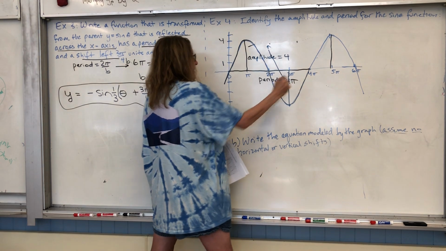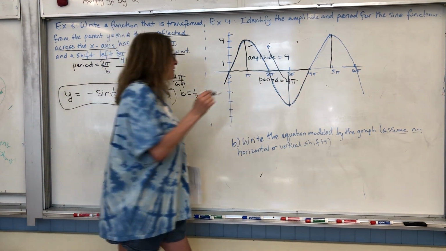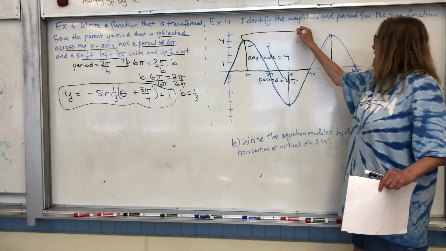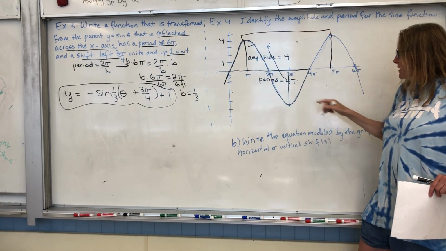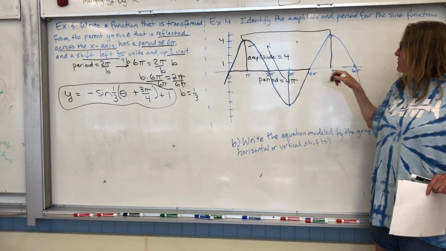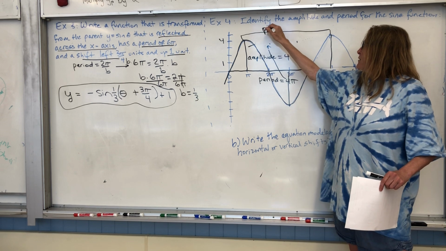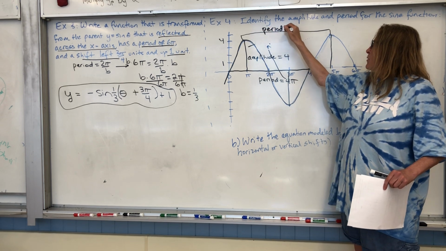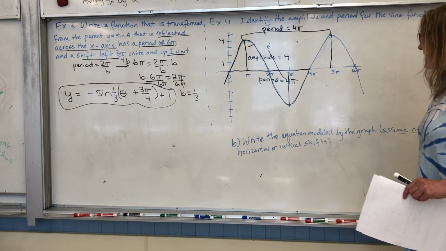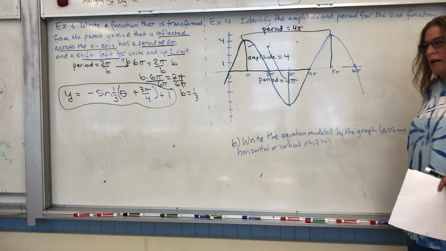Right? The other way I can do it, depending on how your mind likes to think, is I can also look at the period as mountain to mountain or valley to valley. Do you guys see here, if my first mountain is at pi, my second mountain is at 5 pi. So I can see the period is 4 pi.